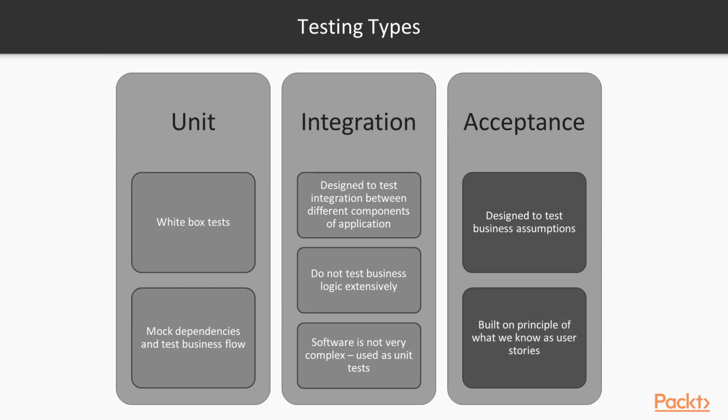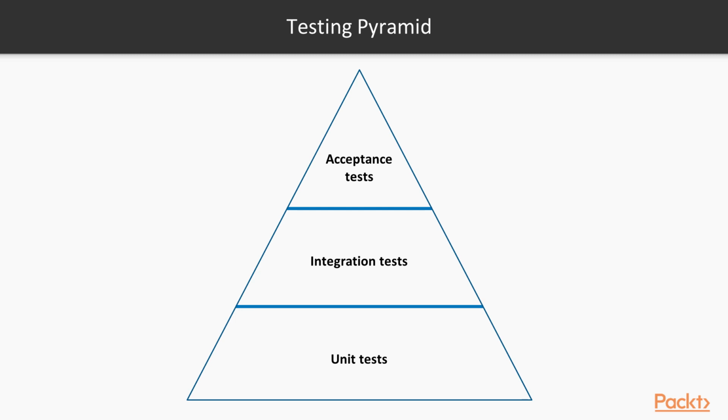These are usually built on the principle of what we know as user stories, describing situations with the style of being given an assumption. Every test has a different objective, and they work well together. This is what I call the pyramid of testing, and there are years of experience behind it. Your software should have a whole bunch of unit testing, fewer integration tests, and some acceptance tests.